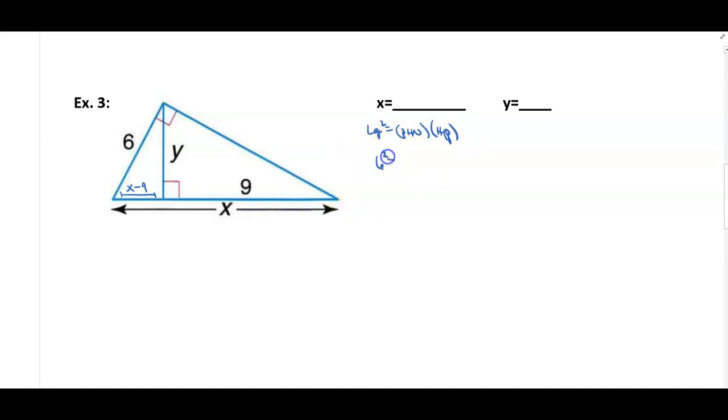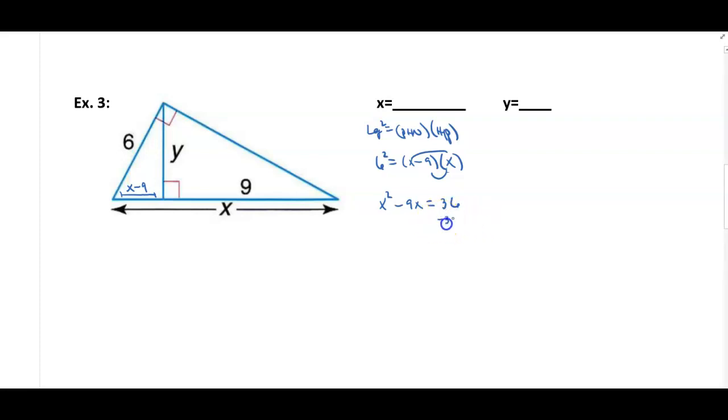So 6 squared equals piece of the hypotenuse nearby, which would be x minus 9, times the whole hypotenuse, which is x. Now, you're going to love it when I do this. When I distribute the x, I get x times x is x squared, minus 9 times x is 9x, equals 6 squared, 36. Yes, I hate to say it, we're going to have to solve a quadratic.